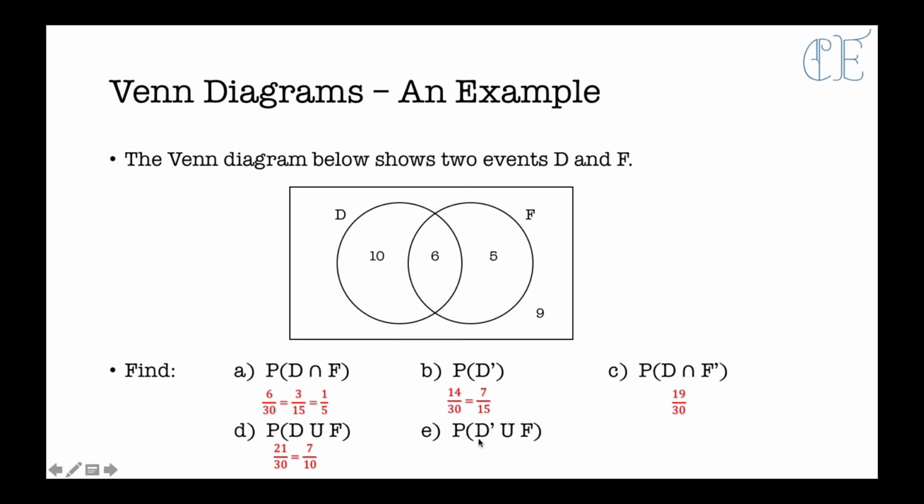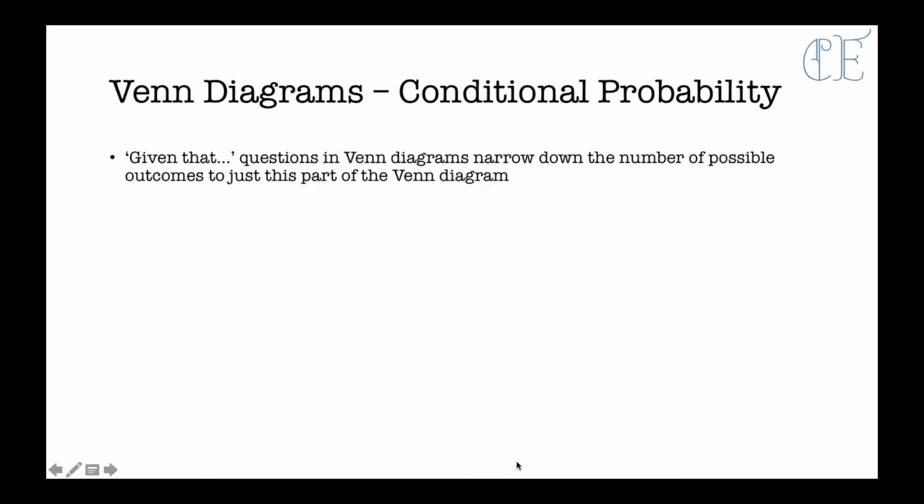And then this bit here, the probability of not choosing D union F is 14 over 30, which cancels down to 7 over 15. Choosing F would be the 5 here and then 9 here to give us 14 over 30, which is 7 over 15. Okay, so you do get certain questions in your exams that could start with "given that".